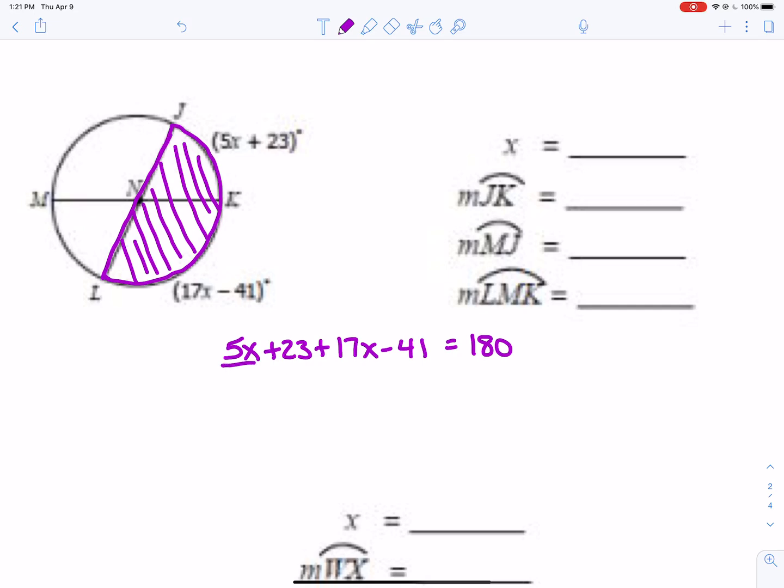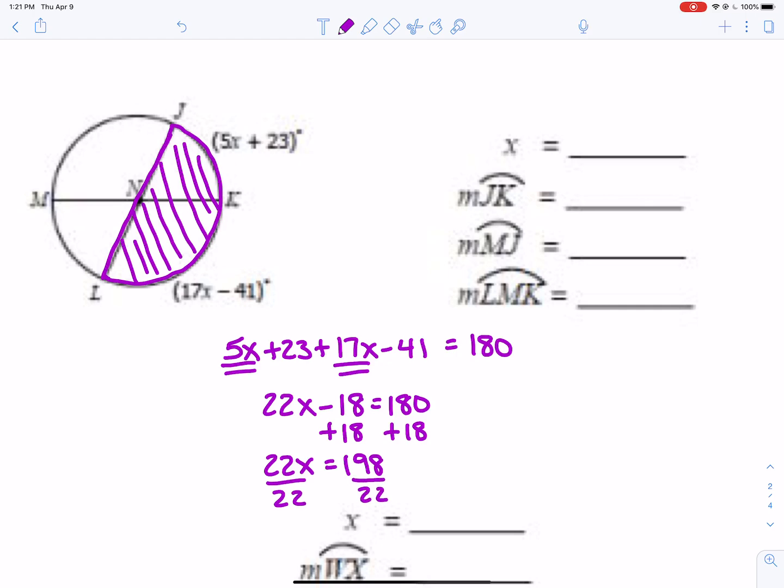So then if we combine like terms, we could add together 5x and 17x and get 22x, and add 23 minus 41 and get negative 18. We're just solving for x. So let's add 18. So we get 22x equals 198.